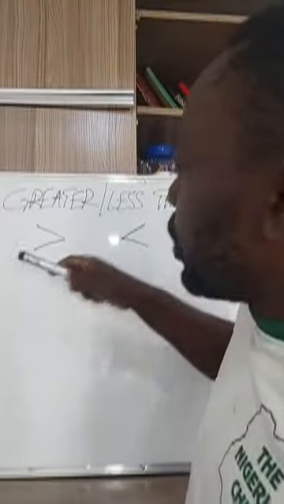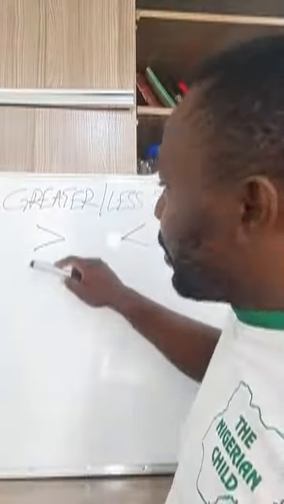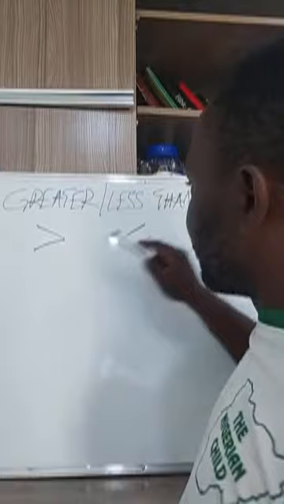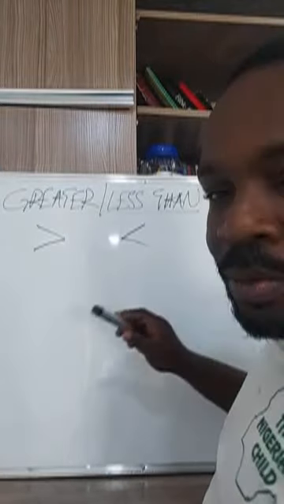Now, this is the sign for greater than. It's this way. And this is the sign for less than. It's this way. Okay? Now, I'm going to take us through two ways you can remember it. One is to go with our hands.